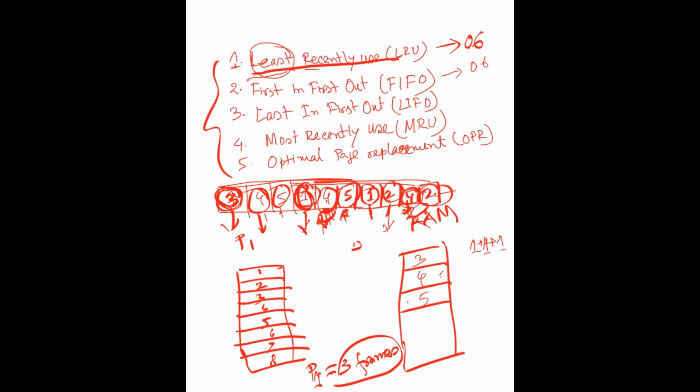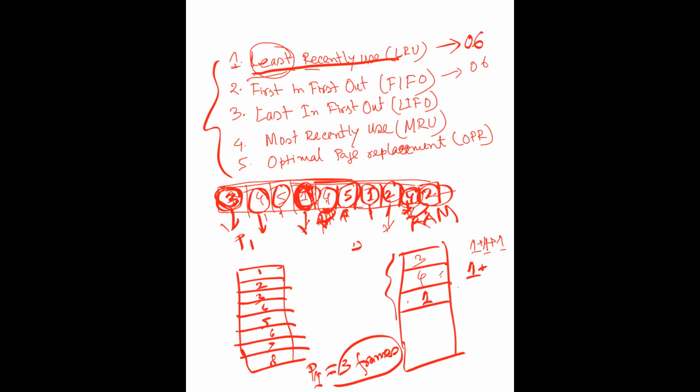Now page 1 is requested. Page 1 is not available inside the RAM, so which page will be replaced by the operating system? The page that came last inside the memory. The last to come is page number 5. So page 5 will be replaced by page 1. Page 1 is here. One page fault, of course, since page 1 was not inside the RAM, and 5 is replaced with 1.